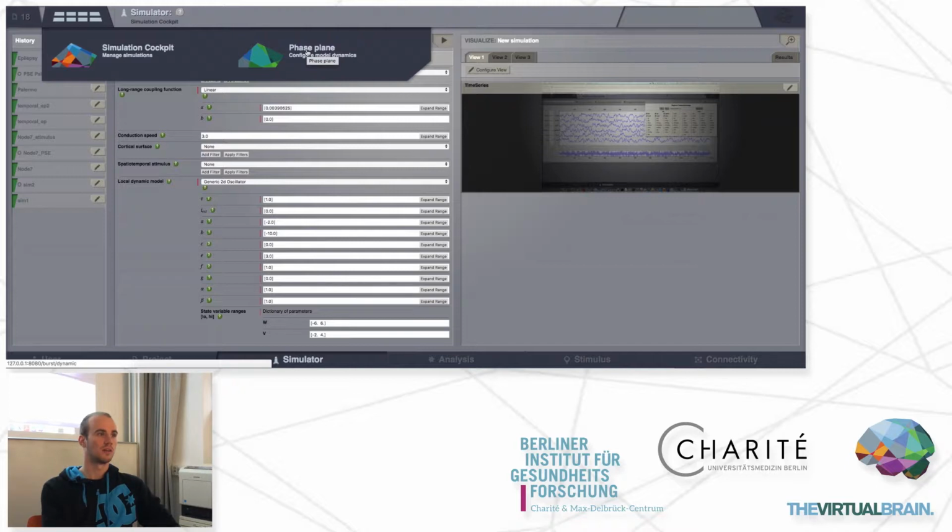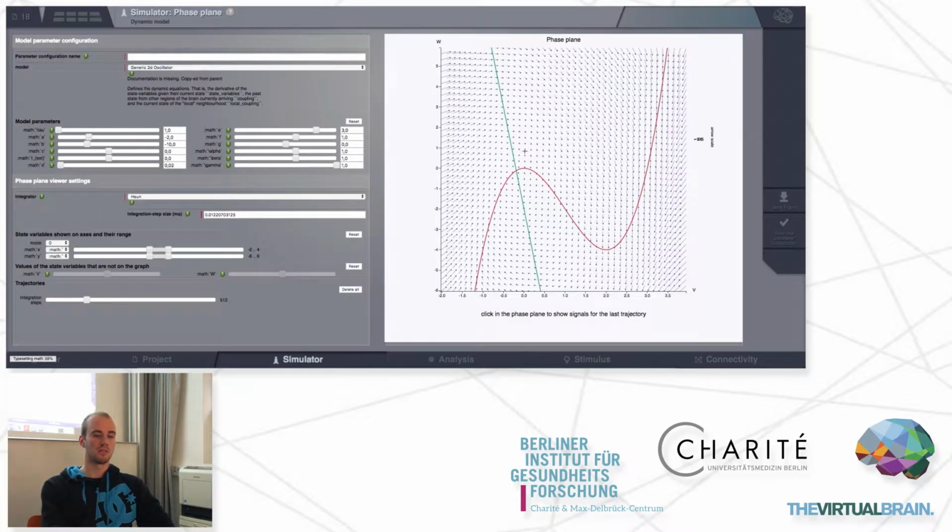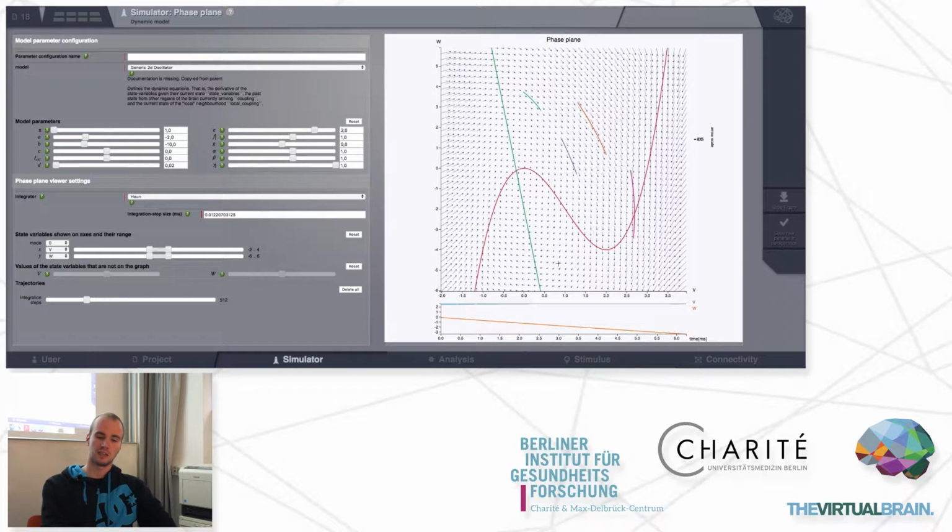Does it work? So if you find this menu up here and choose phase plane, you should be sent to this new page. On the left, you have, again, the different parameters and settings. And on the right side, you see the vectors on the phase plane. And what you can do now is you can just press in this phase plane, and a trajectory will be drawn from these specific initial conditions.